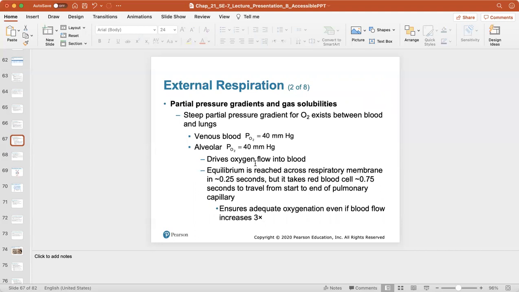There are a lot of words here on the screen, but I just want you to know that because of the partial pressure gradient differences, oxygen will always be driven from the alveoli into the blood, and carbon dioxide from venous blood back into the lungs.